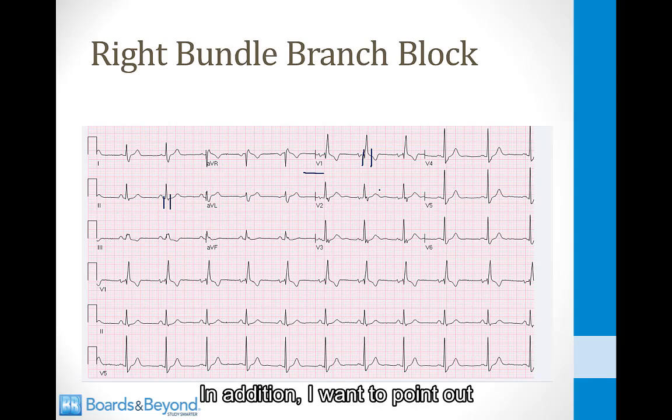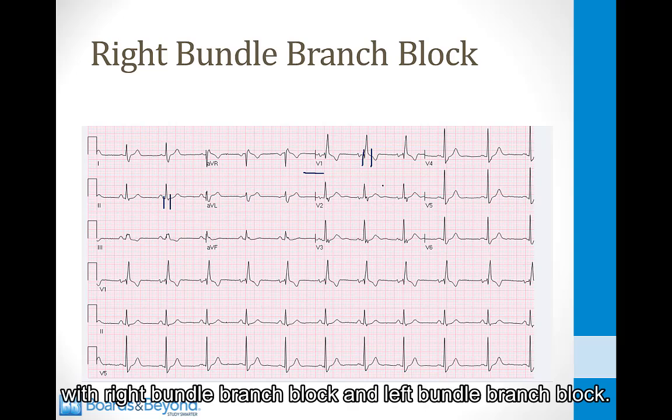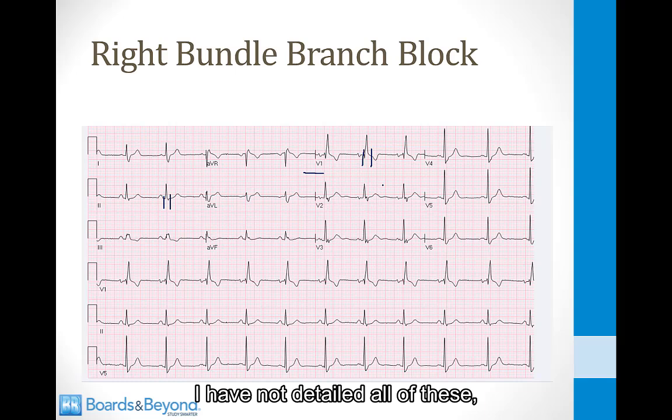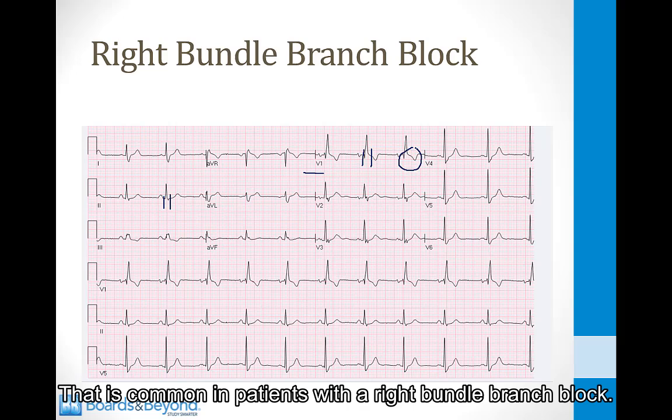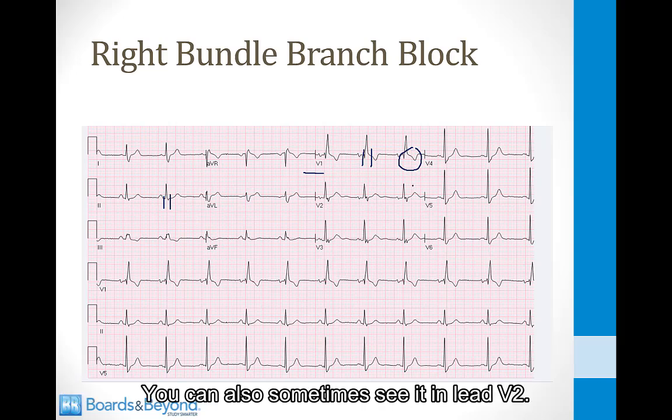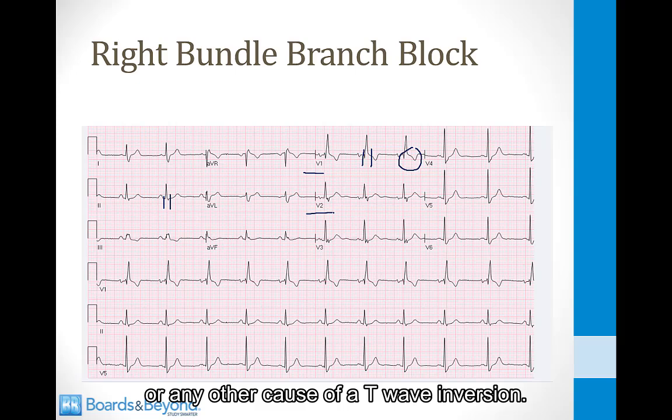In addition, I want to point out that there are many secondary changes that occur on the ECG in patients with right bundle branch block and left bundle branch block. I have not detailed all of these because they're hard to remember and I don't recommend you focus on them, but just by way of example, you can see that the T wave is flipped in lead V1. That is common in patients with a right bundle branch block. You can also sometimes see it in lead V2. It is a normal part of the right bundle and does not represent ischemia or any other cause of a T wave inversion.